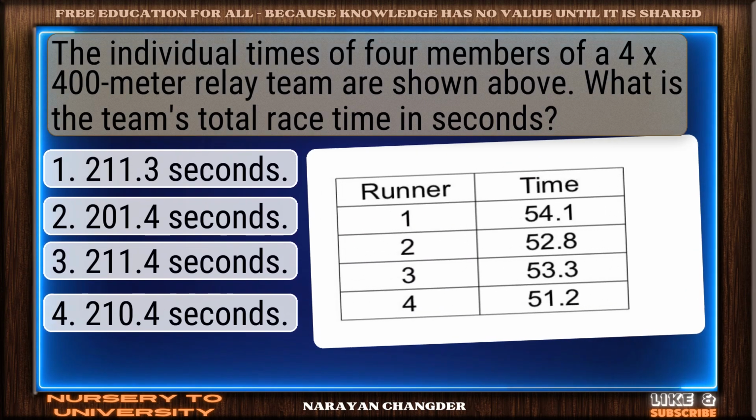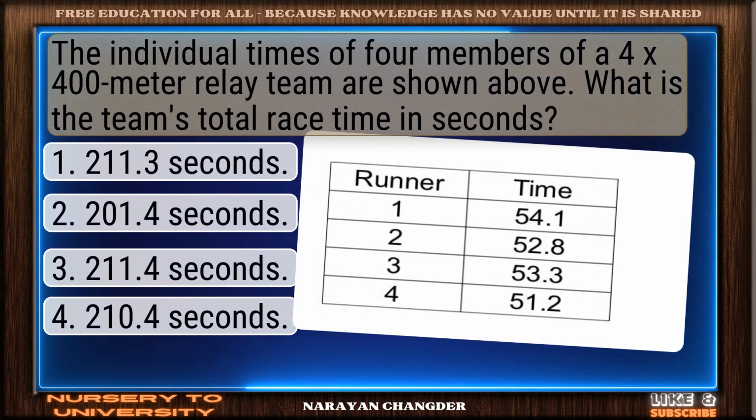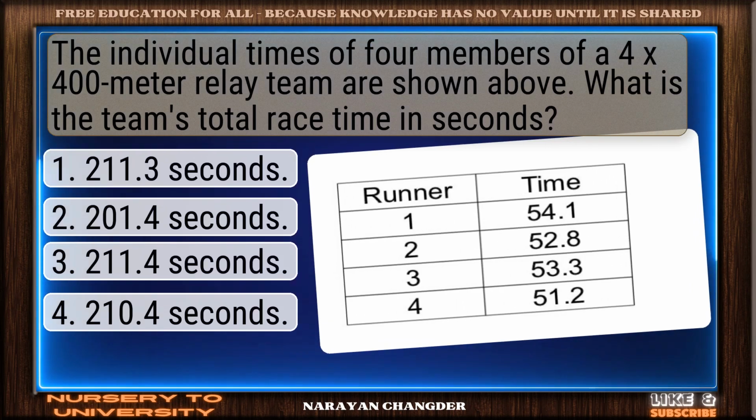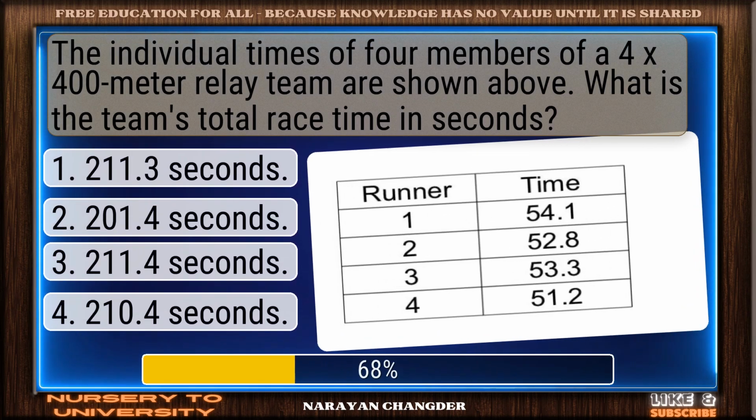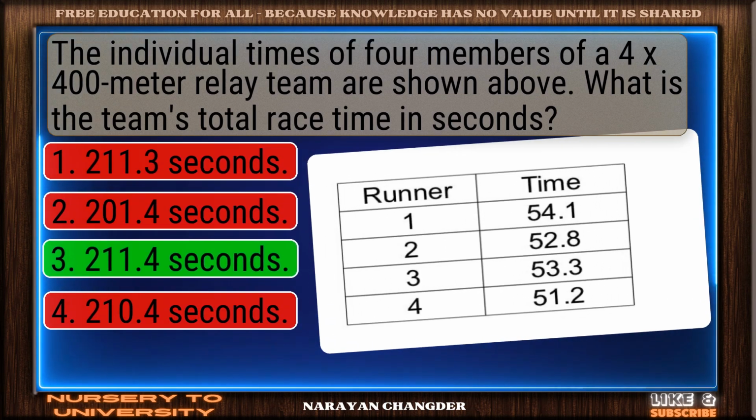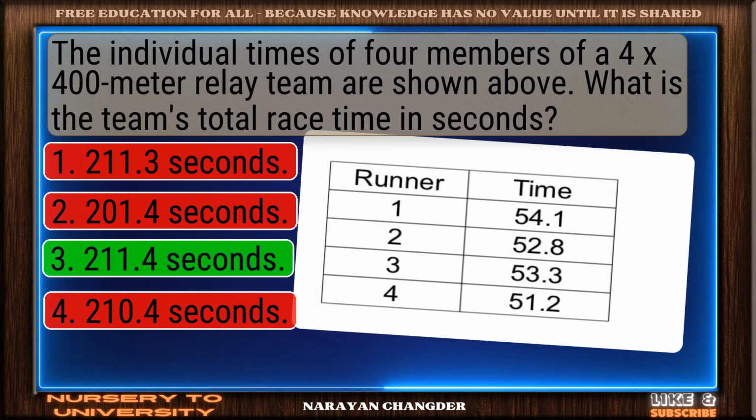Question number 3. The individual times of 4 members of a 400-meter relay team are shown above. What is the team's total race time in seconds? Well picked. 2:11.4 seconds is the correct answer.